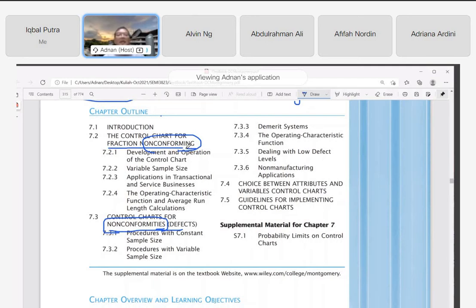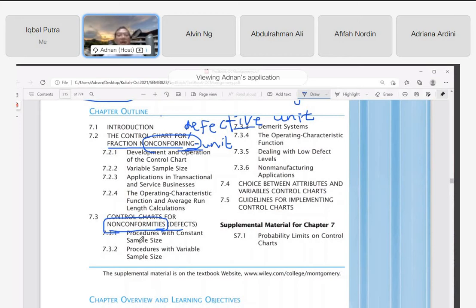Non-conformings are sometimes also called defective, defective units. Sometimes also called non-conforming units. When you have a defective unit, it's the same as a non-conforming unit.